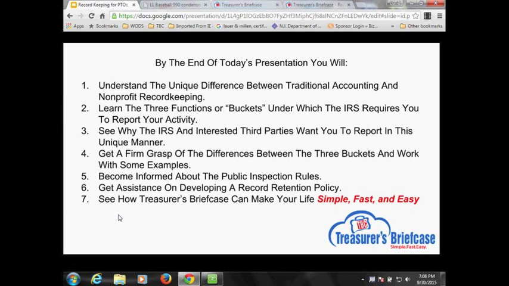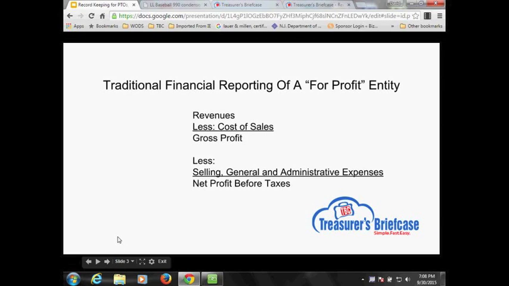We're going to teach you a little bit about developing a record retention policy for your organization. And then we're going to take 3 minutes to show you a little bit about Treasurer's Briefcase and how simple, fast, and easy it will make your task. Let's first start, most importantly, by defining the basic principle or goal of accounting or record keeping, which is to paint a picture for an audience.